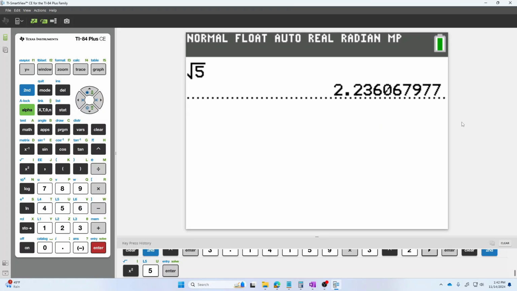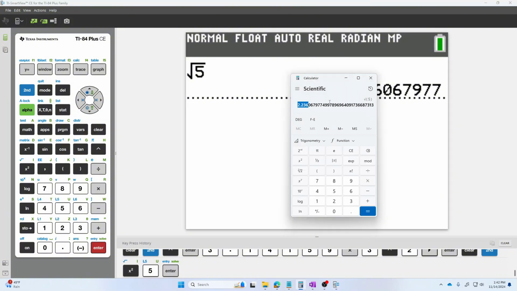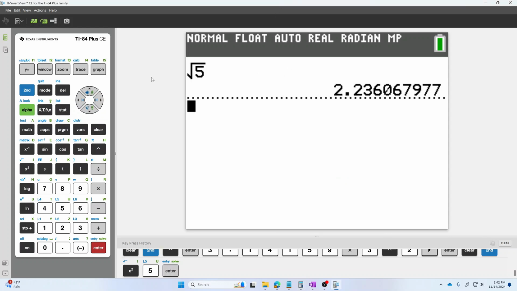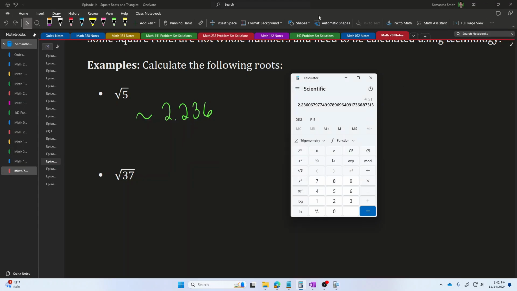2.236. So as usual, the Texas Instruments calculator and the Windows calculator operate kind of backward. On the Windows calculator, you type in the number first, and then you type what you want to do to it. Whereas in the graphing calculator, you type in the square root first, and then you type in the number. So they're a little bit opposite in that regard.